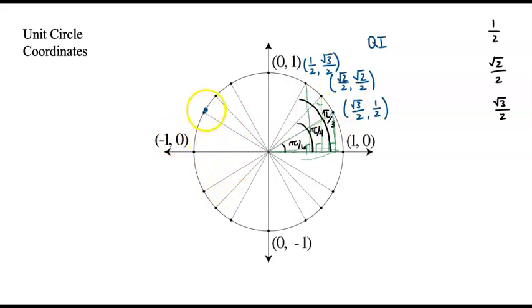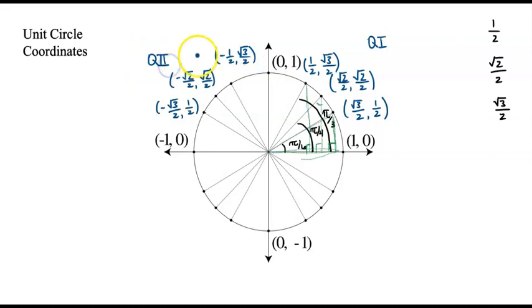So this point is going to have coordinates negative √3 over 2, 1/2. This point will be negative √2 over 2, √2 over 2. And this point will be negative 1/2, √3 over 2. This will be for our points in quadrant 2.